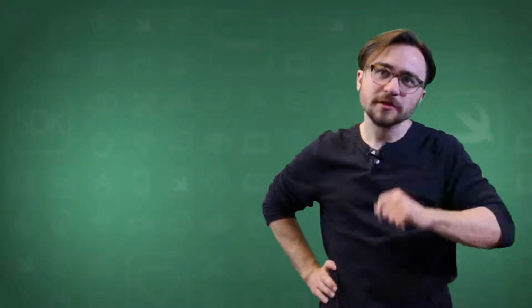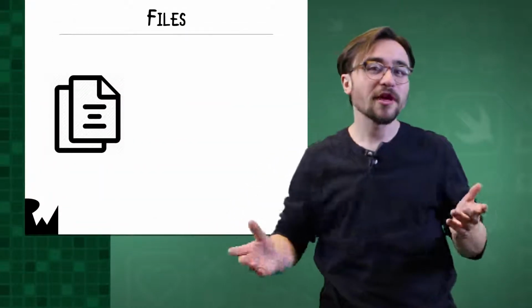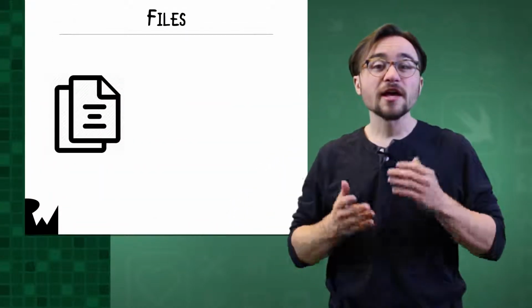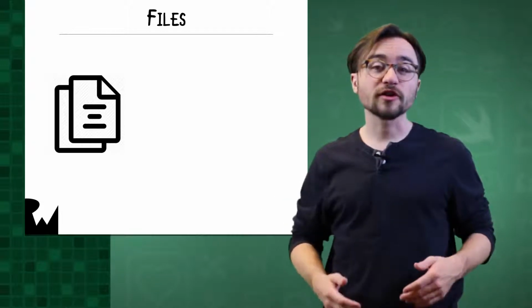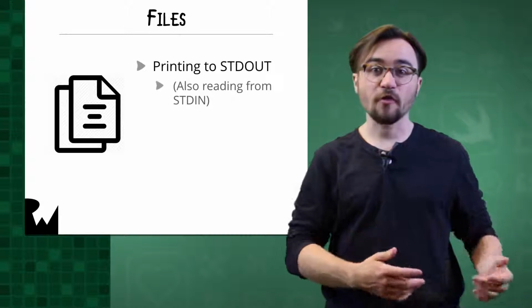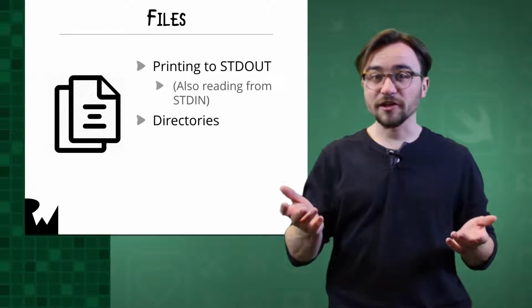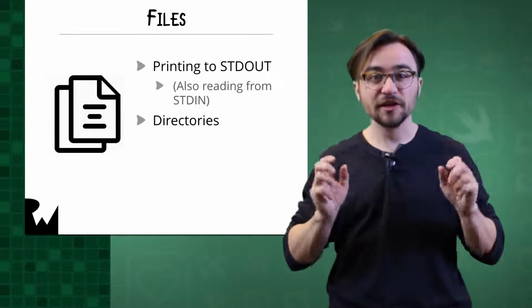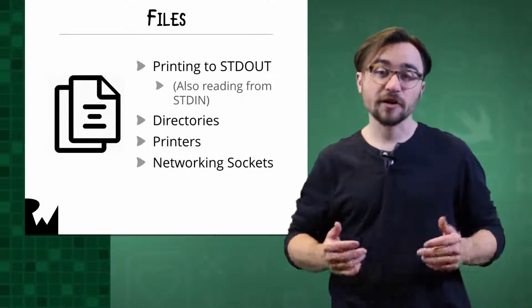Here's a question. Did you know that literally everything on your computer is technically a file? Well, at least if it's a Unix-based system, that is the case. For example, say you're writing something to the console. When you do this, you're actually writing to a file called standard out. Directories are also files. They're basically just files that have a list of all the file names that are technically in that directory. This metaphor even extends to things like printers and networking sockets.